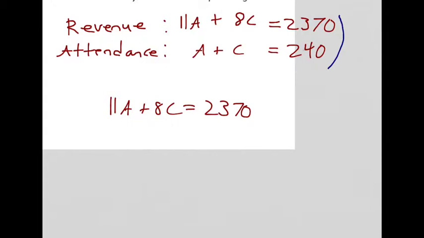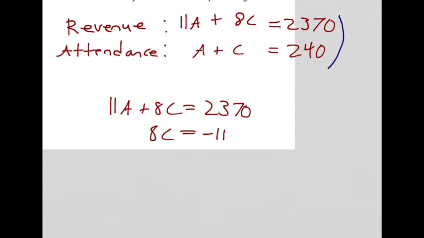It's up to you which variable you want to call y and which one you want to call x. It doesn't really matter, just as long as you remember that if you solve for, say, c in this equation, you also have to solve for c in the attendance equation. It doesn't matter if you solve for a or for c, just remember to solve for the same thing in both equations. Okay, so let's solve for c.